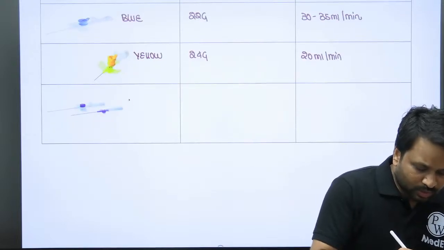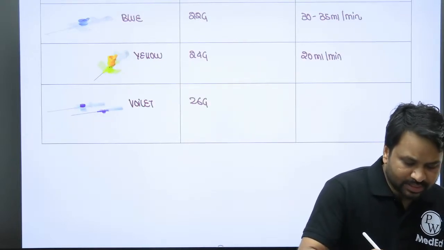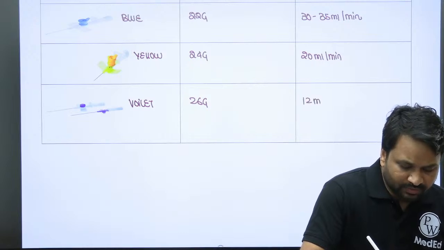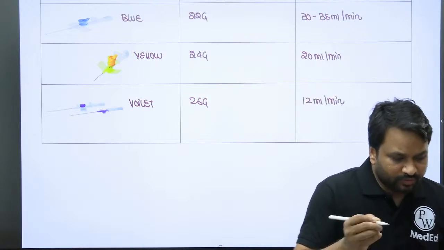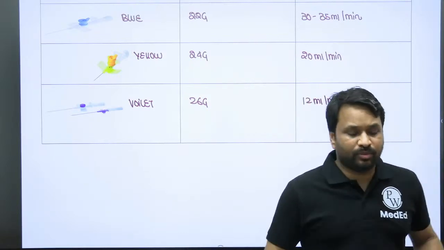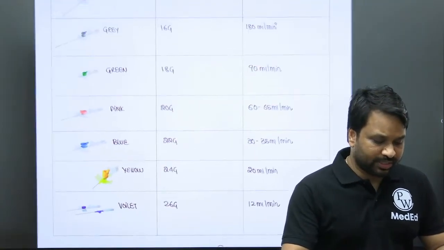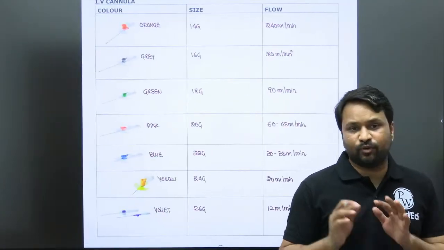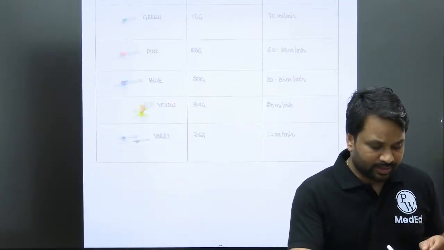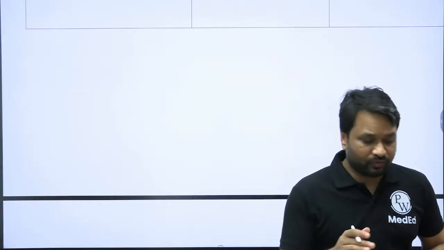The last one that you have is violet, also called purple, a 26 gauge cannula with a flow rate of 12 ml per minute. So here you need to know the size, the color code and the flow rate of each individual cannula. That is important. Now the major problem is, how do you remember the color coding of each one of them?